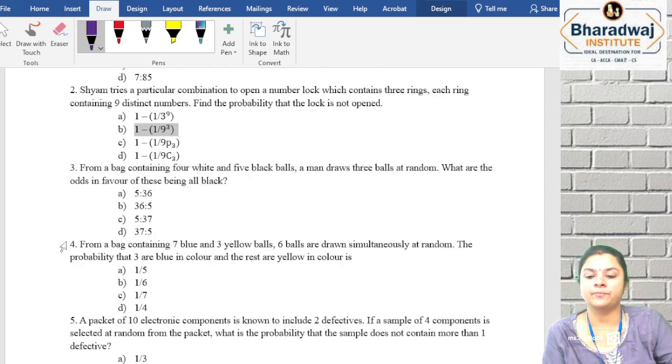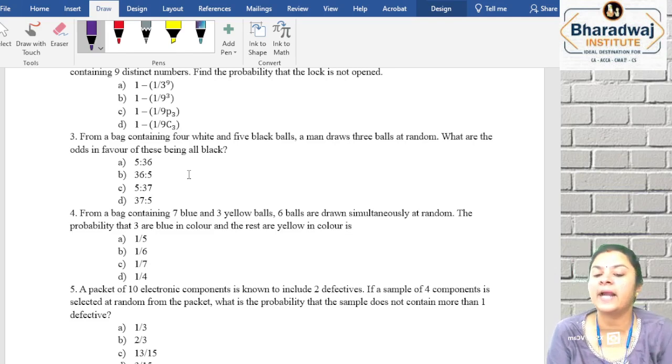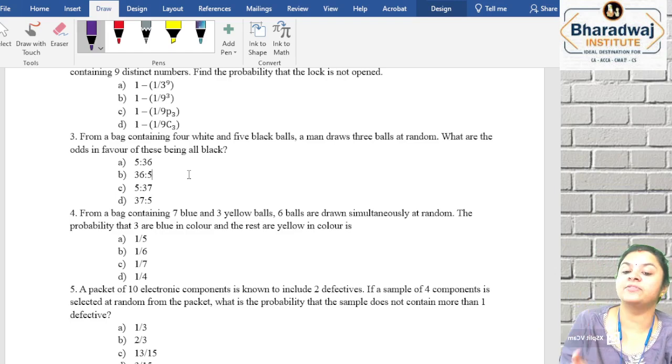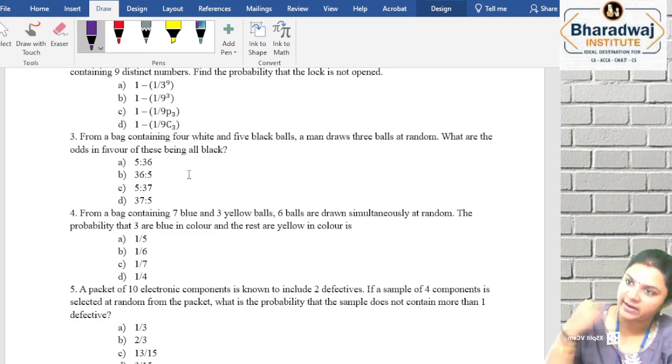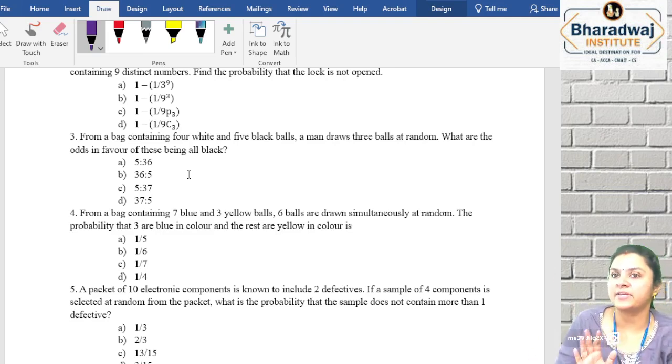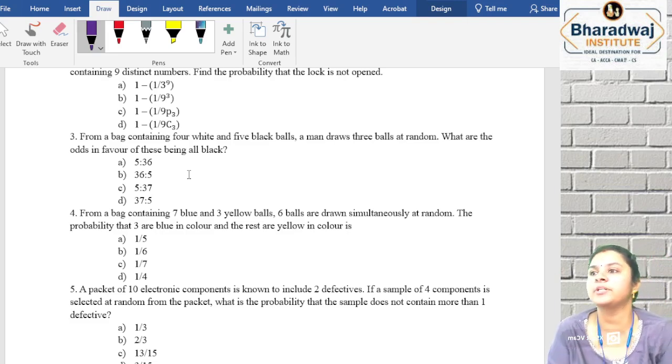Third question. From a bag containing 4 white and 5 black balls, a man draws 3 balls at random. What are the odds in favor of these being all black? Whenever you are finding odds in favor, find the probability value, n(A) by n(S), then convert it to odds in favor or against. Go ahead, try the question.